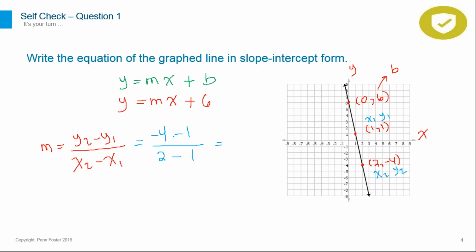Do the subtraction on the top. -4 minus 1 is -5. And then over 2 minus 1 is 1. -5 over 1 is -5. And that is the value of m that we need for the slope-intercept form. So the equation that describes this line would be y = -5x + b, which is 6.